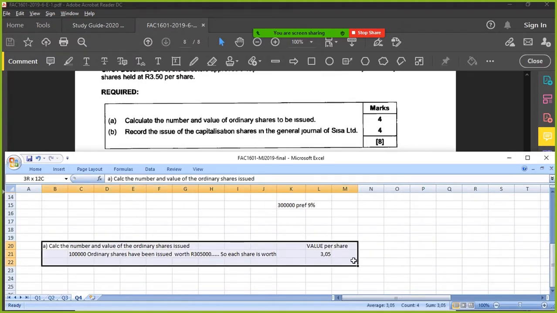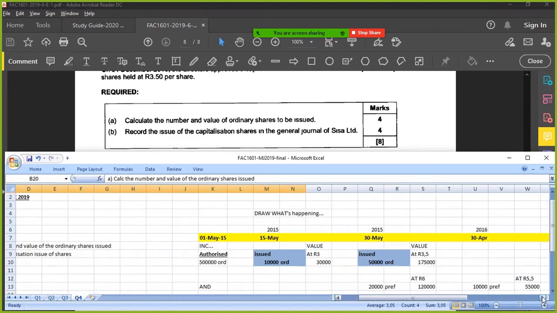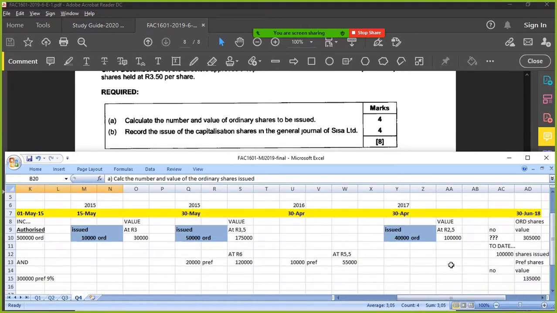So 4 marks for doing all those workings and calculations. You have to draw a diagram. The diagram helps so much. I like drawing pictures for a lot of different workings, for depreciation, for interest, for whatever. It makes a big difference because you can see what's happening and it makes sense. Does that make sense? Yes. Because they wanted us to calculate the number, we've answered that. Calculate the value, we've got that, of the ordinary shares.